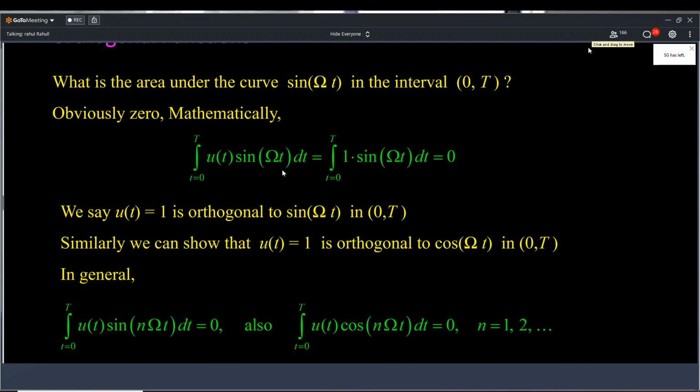Means u of t and sine of omega t both are orthogonal. So similarly, u of t into cosine of n omega t also integrates to 0. That's why u of t, sine of omega t and cosine of omega t, these functions are orthogonal.